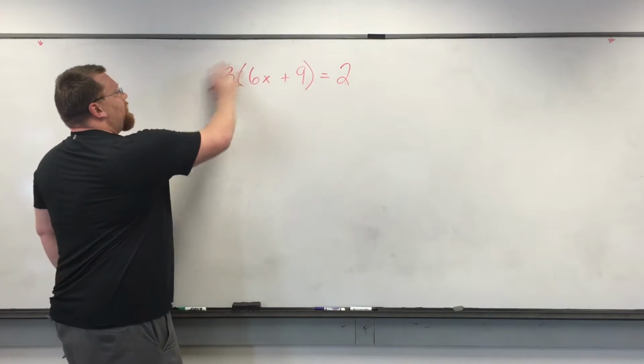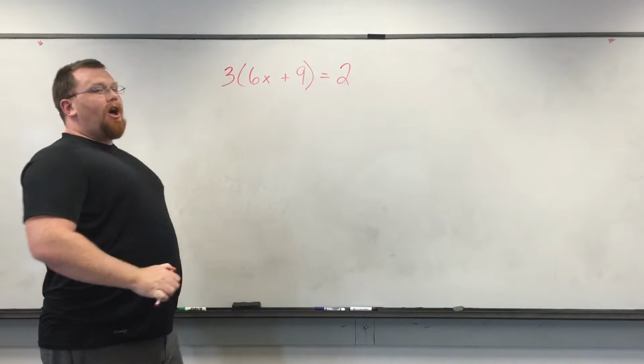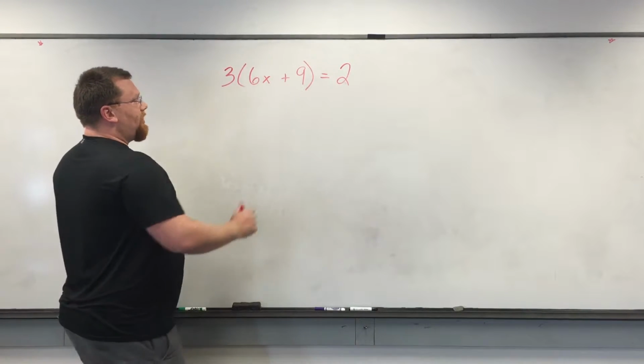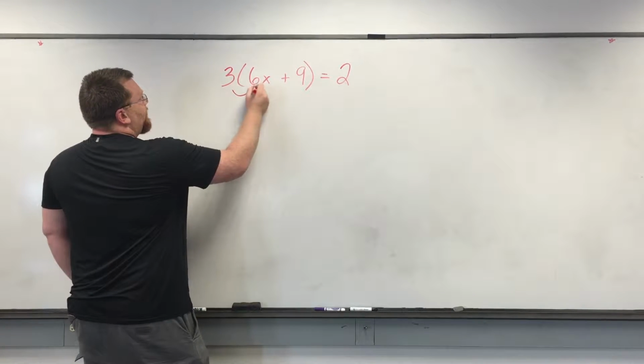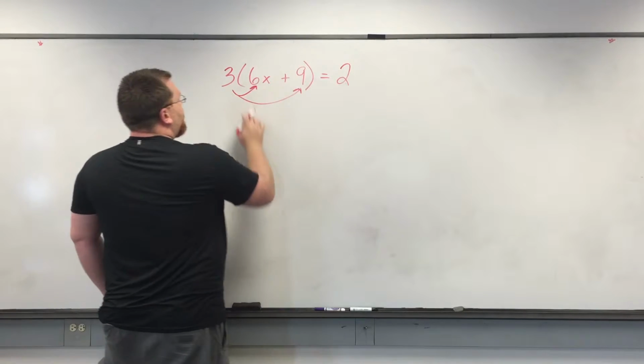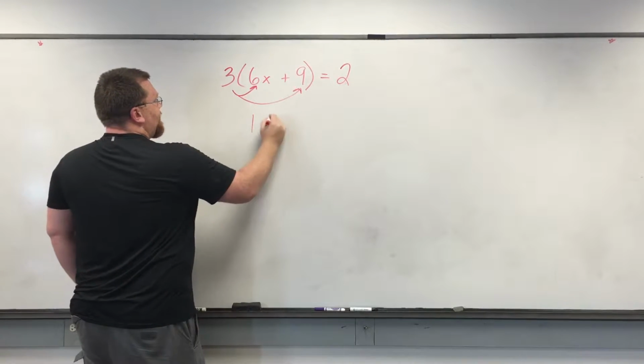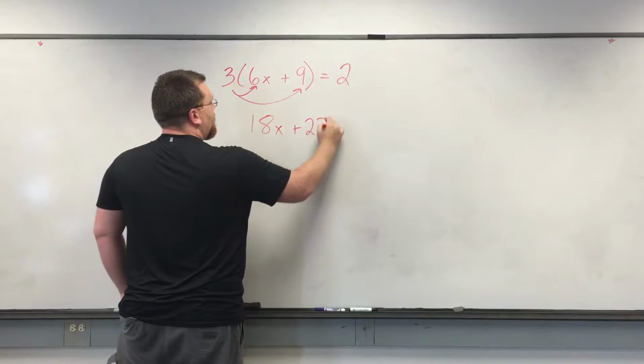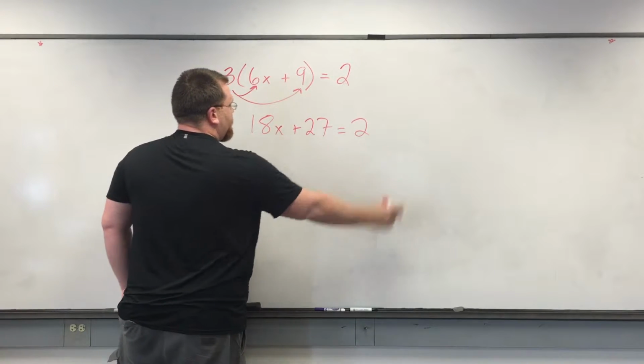So, with an equation like this, I have a couple different options. I'm going to choose to distribute first. I like to get rid of those parentheses if at all possible. So I have to bring this 3 all the way through. 3 times 6x is going to give me my 18x. 3 times 9 is going to give me 27. And I still have an answer of 2.